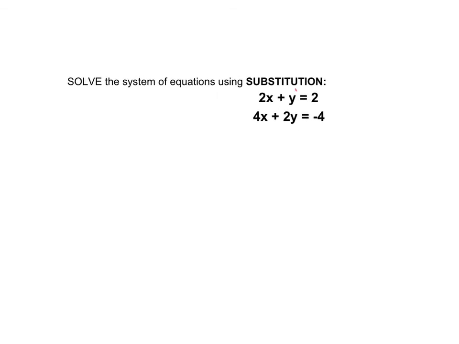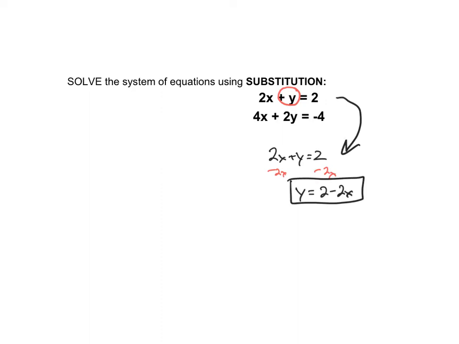Substitute. I can see right now that looks like my target, so let's get it there. If I did 2x plus y equals 2, subtract 2x from both sides, I get y is equal to 2 minus 2x. Now we're ready to substitute. Substitute this into the other equation that we haven't used yet, which is this one right here. We want to substitute it in.